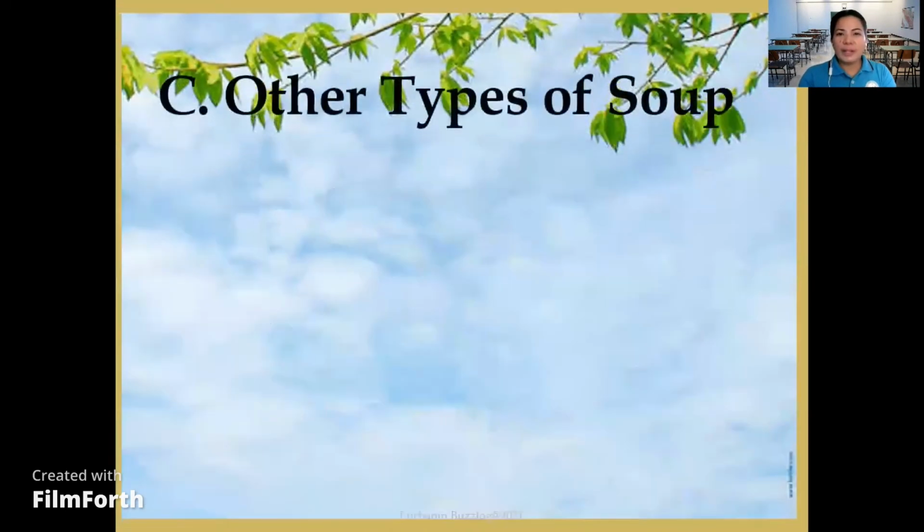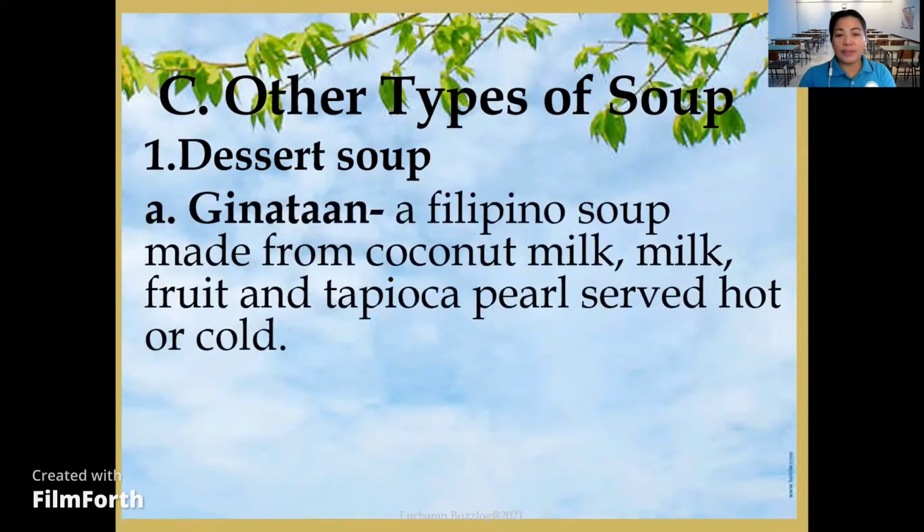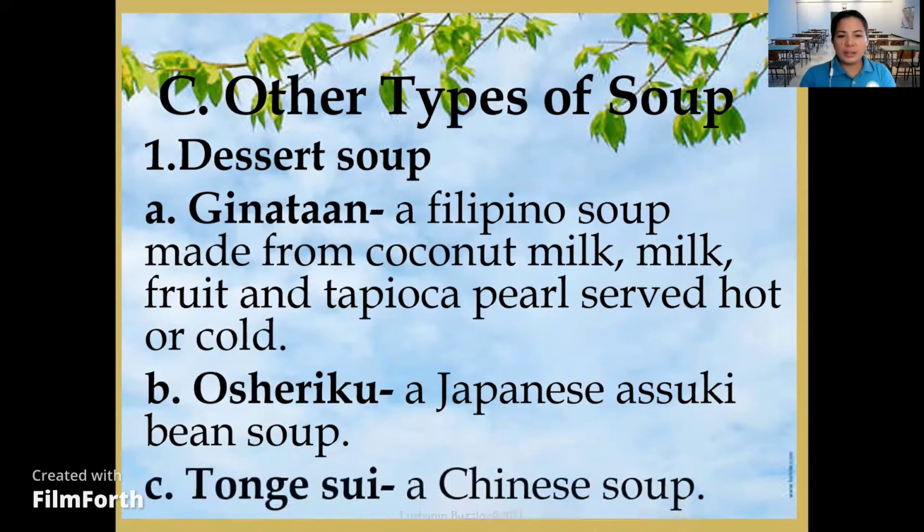Okay? So we have other types of soup. Meron tayong dessert soup, tulad ng ginataan. This is a Filipino soup made from coconut milk, fruit, and tapioca pearls, served hot or cold. So we have the osheriko, the Japanese azuki bean soup. And we have the tongesu. I don't know how to pronounce that correctly. Okay, the tongesui or tongesu. It is a Chinese soup. So correct me if I'm wrong, or sorry for the wrong pronunciation, guys.